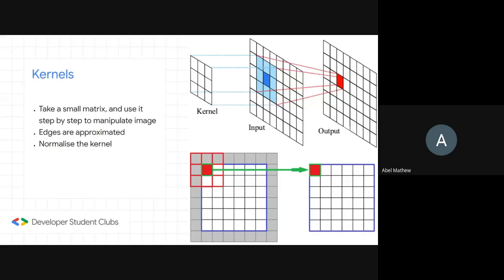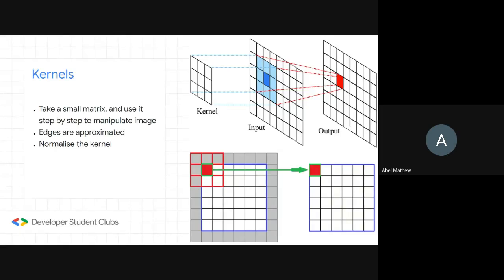One thing that I mentioned on the second point is edges are approximated. So if we take the lower part, if you want to approximate the top left gray pixel by a kernel, so when we put the center of the kernel over there, some of the elements of the kernel are overlapping with parts of the image that are not even defined because we don't have anything beyond that.